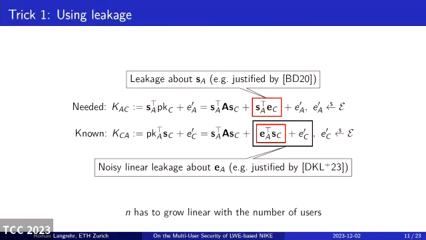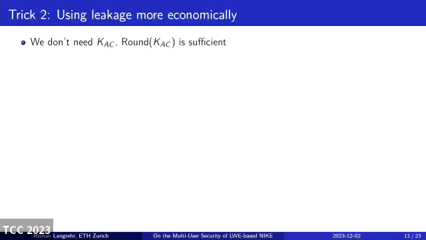This way we can get multi-user security, but the LWE dimension n now has to grow linearly with the number of users. So this is better than the trivial solution to use a new public key for every shared key, but it's not that much better. This really becomes useful with our second trick to reduce the amount of leakage. And the idea is quite simple.